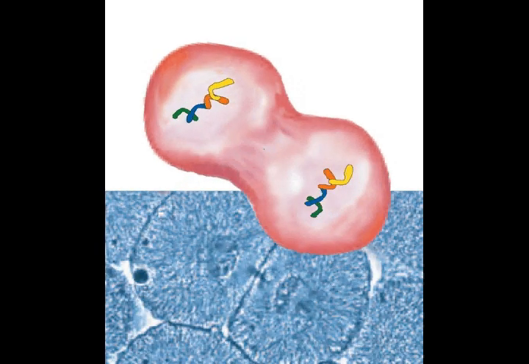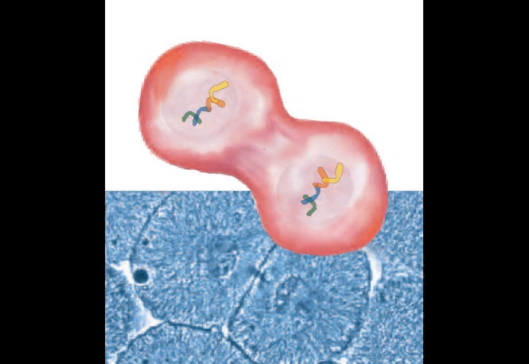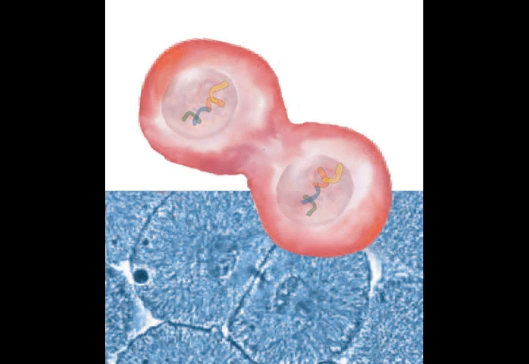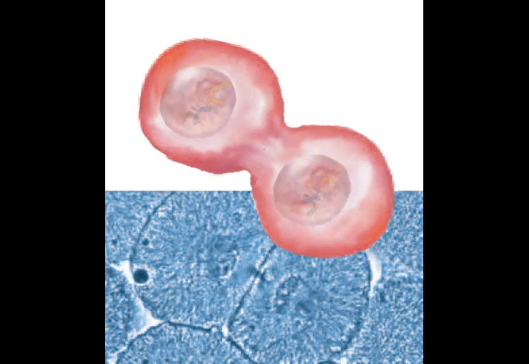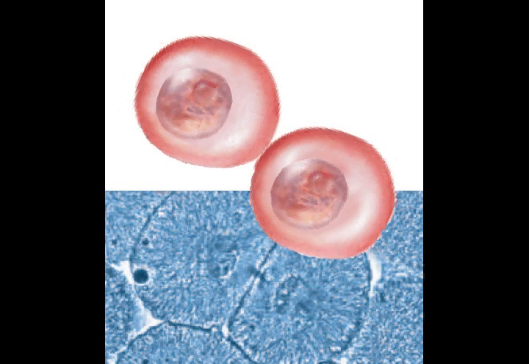A nuclear membrane forms around each set of chromosomes, and the chromosomes unwind. Mitosis is complete. In cells that have a cell wall, a cell plate forms between the two new cells.